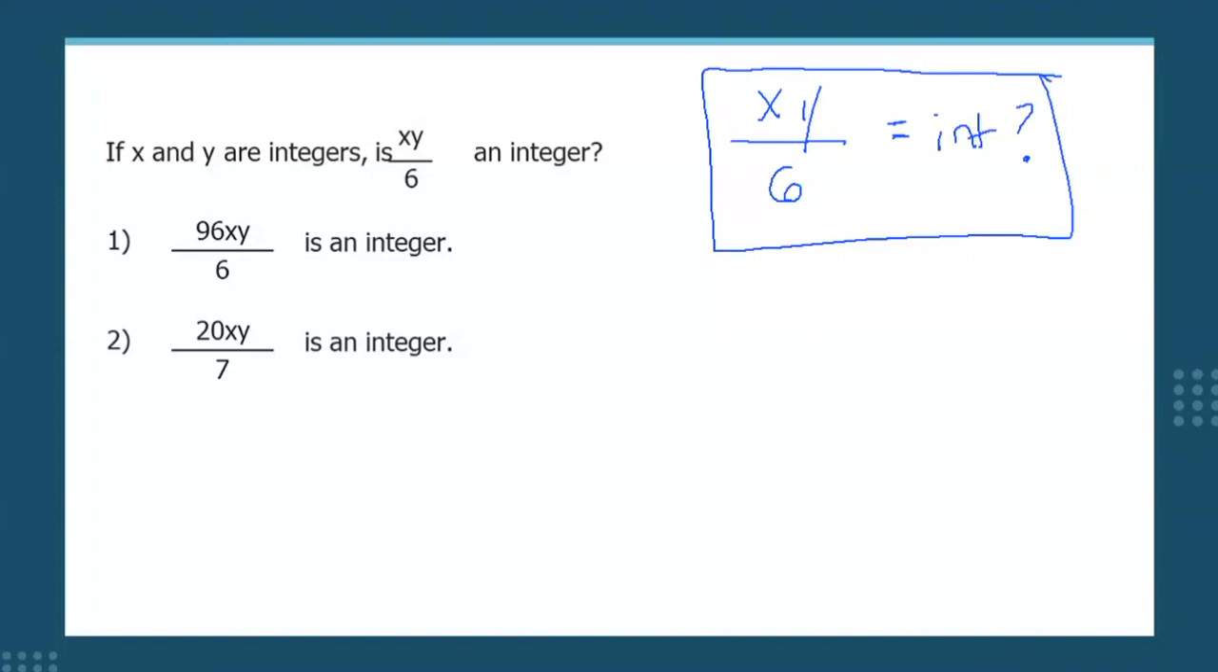I'm not sure. Now, if you said A, you probably said, of course, xy over 6 is an integer, because when you divide 6 into 96xy, it's an integer. The problem with that is that the question isn't about 96xy, it's about xy. So when you actually do the simplification, you get 16 times x times y is an integer. What does that tell you? It tells you that statement 1 basically gives you no information. In fact, it gives you the exact information you already knew from the given information.